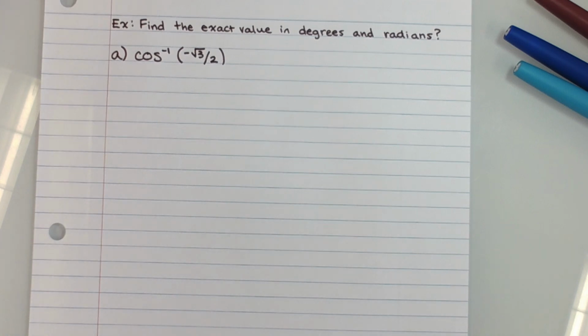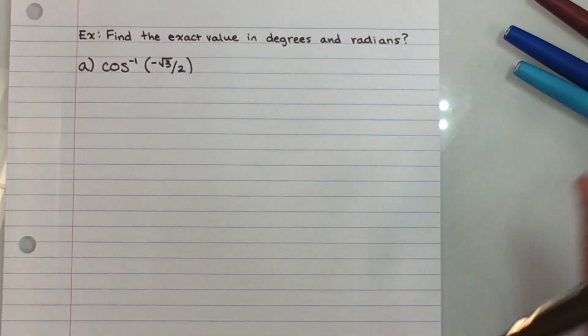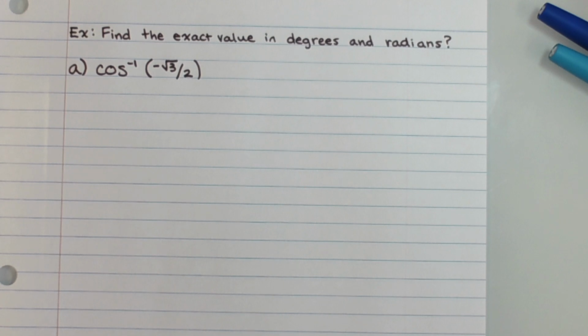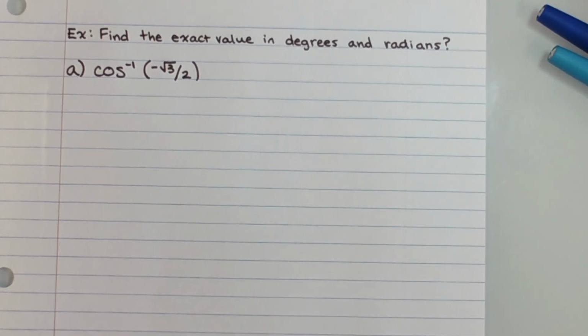We're going to start off with a question we've already answered. It's the question we just answered. We know what the answer is already, but we're going to do it the easy way. Find the exact value in degrees and in radians of cosine inverse of negative square root of 3 over 2.